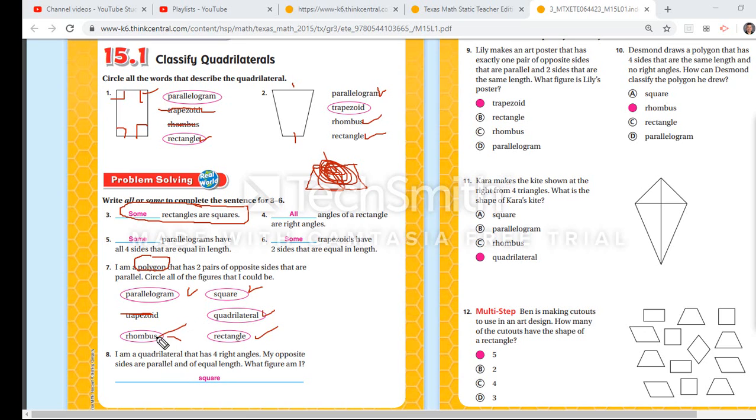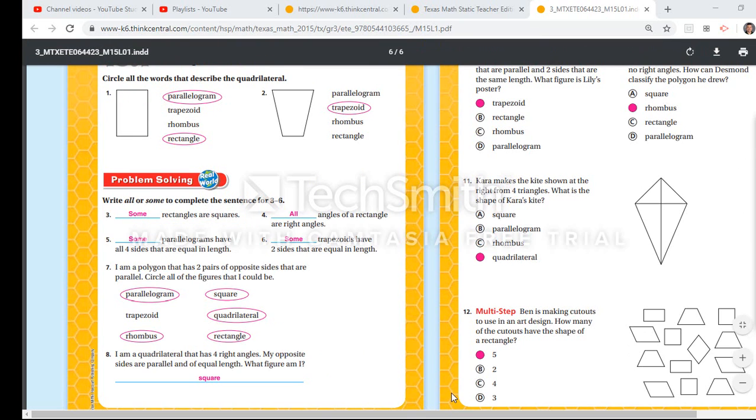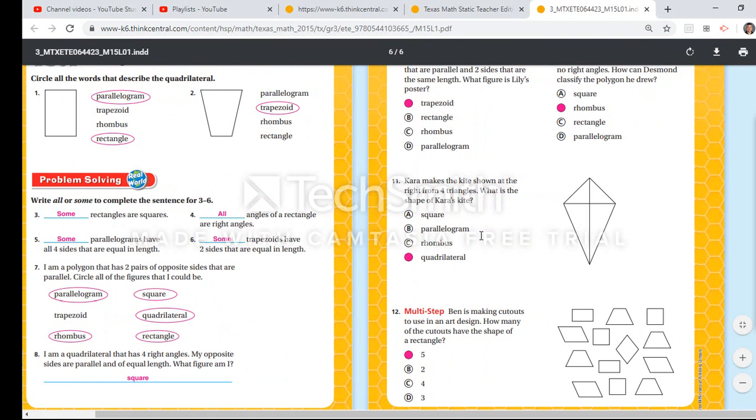The next one's "I'm a quadrilateral that has four right angles. My opposite sides are parallel and of equal length." And that's this shape right here, a square. It's a quadrilateral. It has four right angles. Okay. And my opposite sides are parallel and equal length. Parallel, equal length, parallel, and equal length. Again, if you use your notes, the logic falls into place.